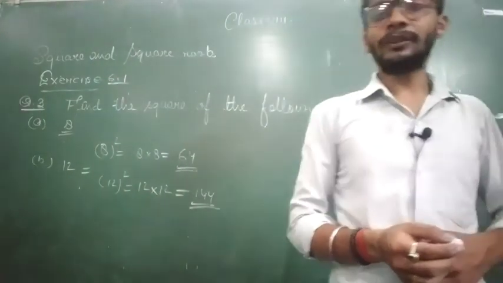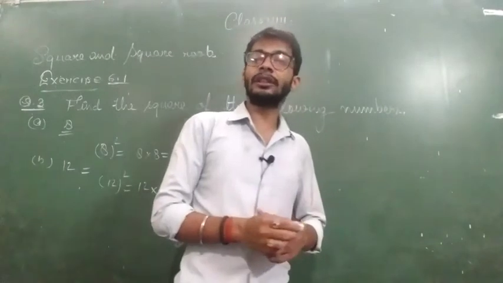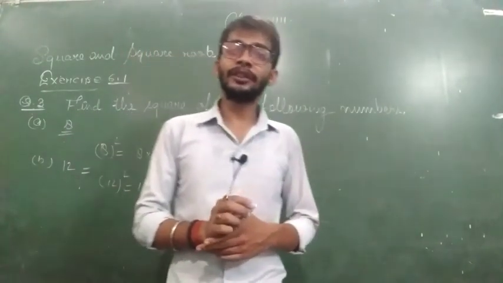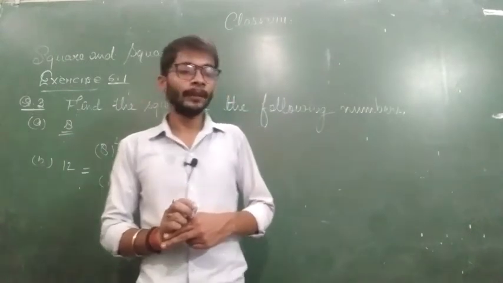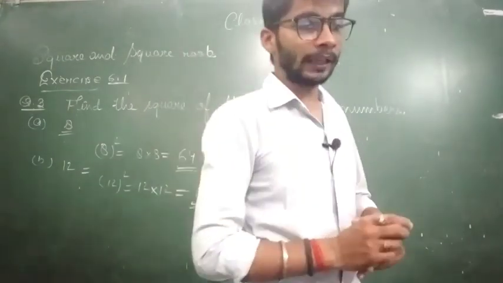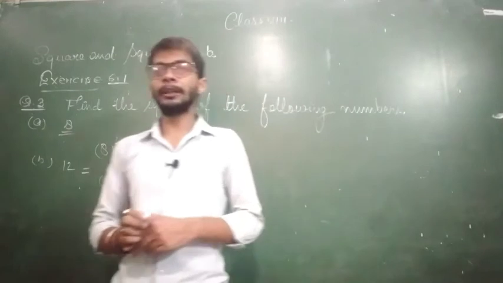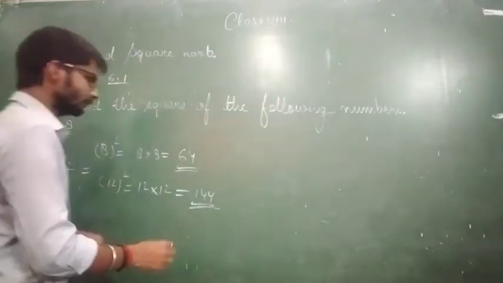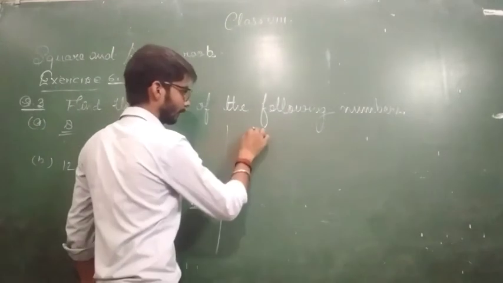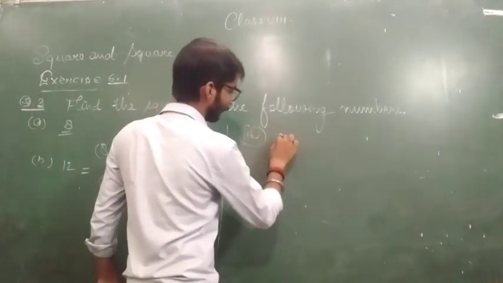So in this way the next number is 16, and the square of 16 is 256, which you can find easily by multiplying the number with itself. So here the fourth part is the number 35, which can be multiplied by yourself.